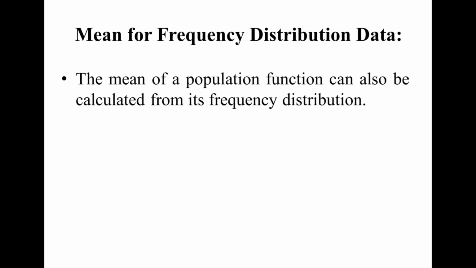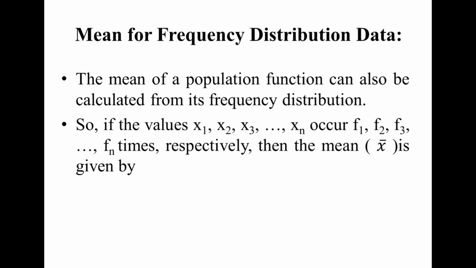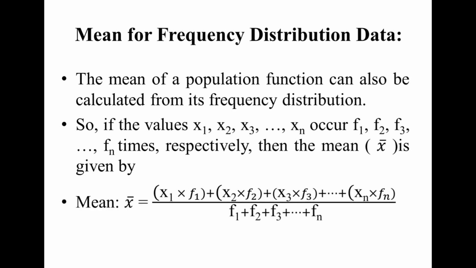Mean for frequency distribution data. The mean of a population function can also be calculated from its frequency distribution. So if the values x1, x2, x3, up to xn occur f1, f2, f3 up to fn times respectively, then the mean is given by: mean equals x1 times f1 plus x2 times f2 plus x3 times f3 plus up to xn times fn all over f1 plus f2 plus f3 plus up to fn.